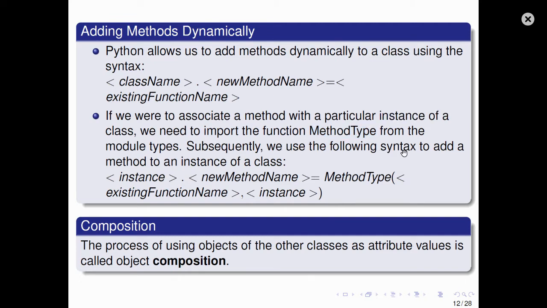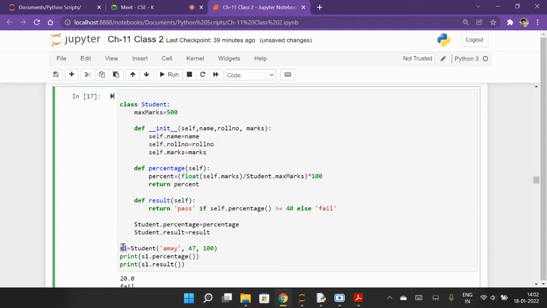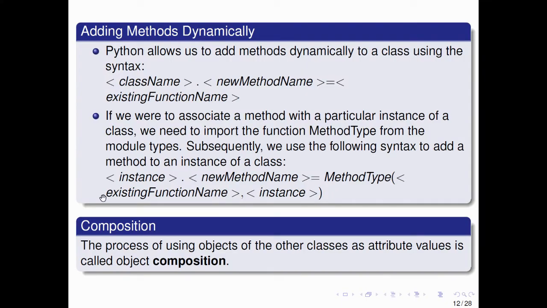Subsequently, we use the following syntax to add a method to an instance of the class. For the instance, we have taken S1 in the last program. Suppose you want to associate result. So S1.result is equal to MethodType, which you have to write. Then the function result, comma, the instance S1. So you may write it like that.